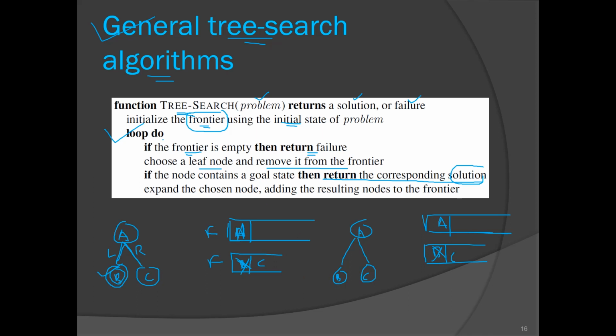Loop do, if frontier is empty, so in frontier C is there, choose a leaf node. C is chosen and removed. If node contains a goal state, C is not a goal state, expand the chosen node, so C is not getting expanded. Now if frontier is empty, return a failure. So this is how your algorithm will either return a failure or it will return a solution. That's what we have mentioned here.